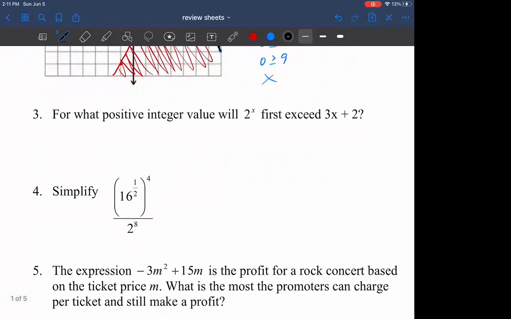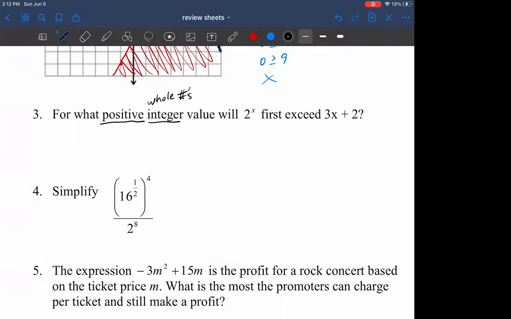Okay, take a look at number 3. For what positive integer value will 2 to the x first exceed 3x plus 2? Let's talk about these words. Positive, we know what that means. Any number bigger than 0. And integer values, that's like whole numbers. But again, technically integers can be positive and negative. That's why they're saying positive integer values. If they wanted to talk about just positive ones, you also could use the word whole.